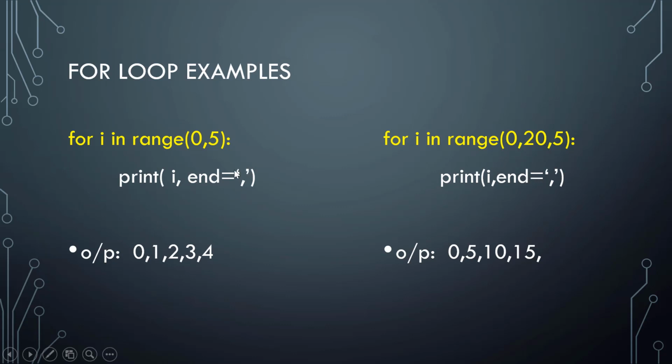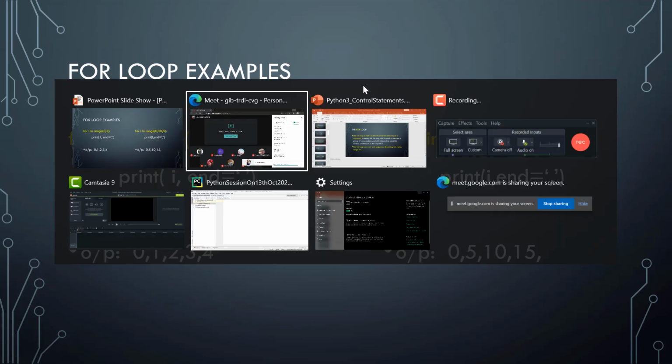So like this we use for with range in different ways. Let's see the example now. Let's go to PyCharm.